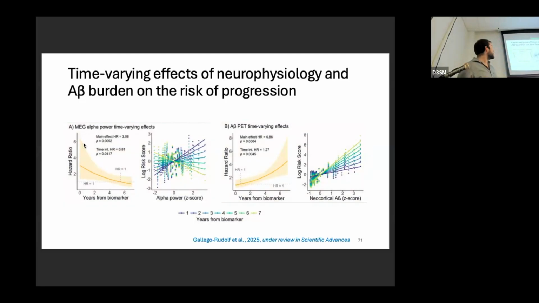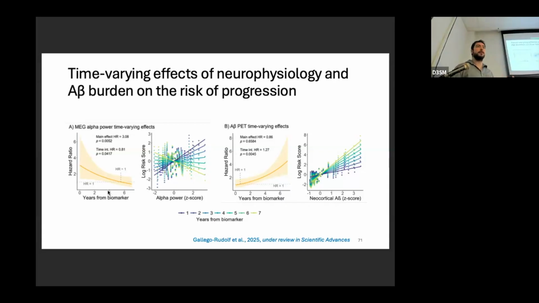And interestingly, we see the opposite pattern with MEG, which again further supports this idea of a nonlinear trajectory and a neurophysiological shift from hyper to hypoactivity. Because if you have the MEG at time point 0, we see that higher levels of alpha power were associated with a higher hazard risk of progression to MCI. So initially, higher alpha power is going to put you at risk of progressing to MCI. But if we keep following the participants over time, we're going to see that this association eventually shifts, so that later on in the disease continuum, lower alpha power is going to become the strongest risk factor.